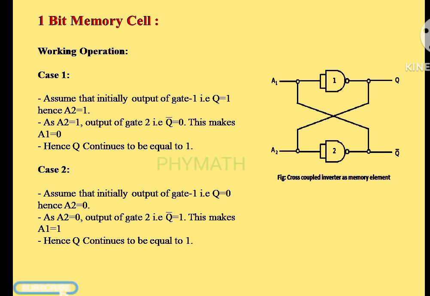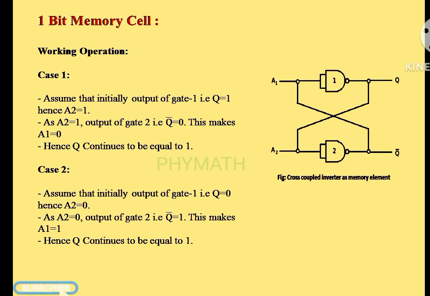Now let's see its working operation. To understand the working, we will divide it into two cases. In case 1, assume that initially the output of gate 1 equals 1. Output of gate 1 equals 1 means Q equals 1. Now if Q equals 1, then A2 equals 1. Why A2 equals 1? Because the output of NAND gate 1 is input to the NAND gate 2. That's why when Q equals 1, then A2 equals 1. Now when A2 equals 1, then the output of gate 2, that is Q bar, equals 0. Now this will make A1 equals 0.